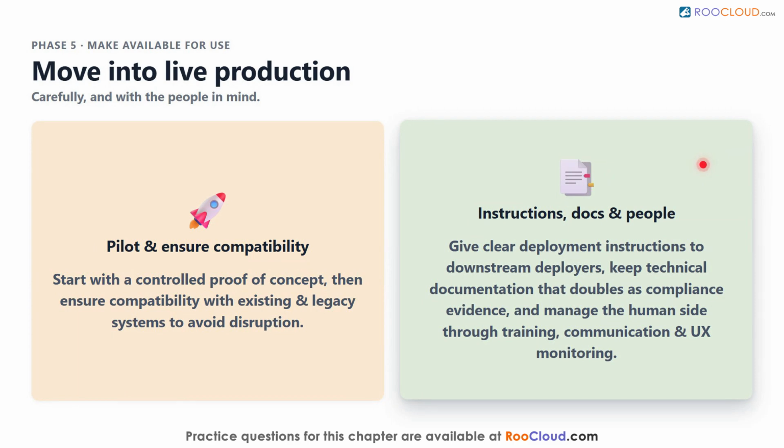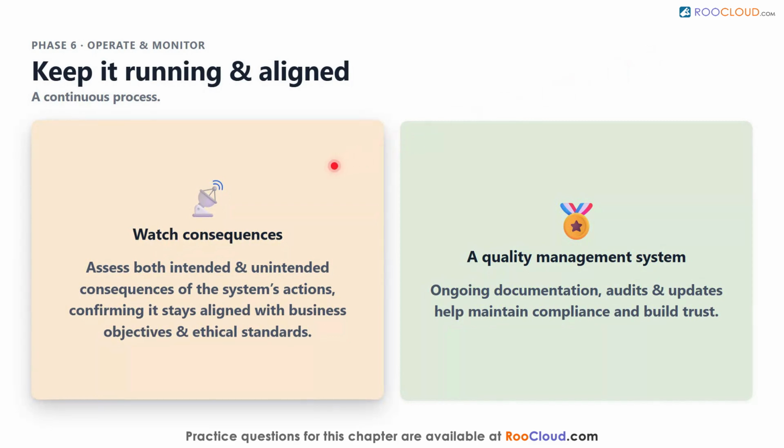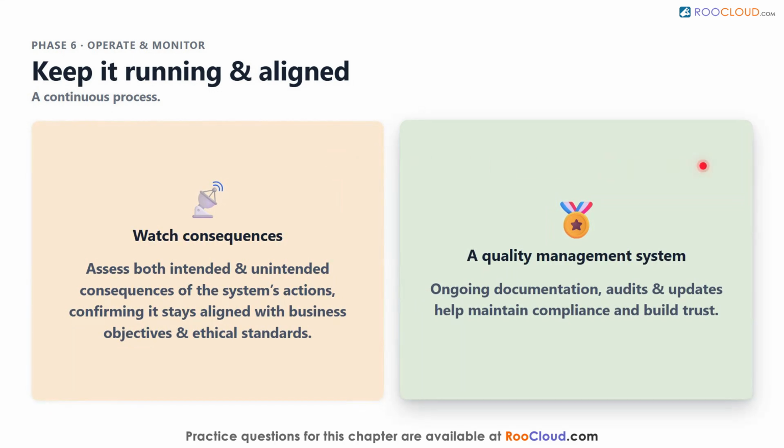The sixth phase is operate and monitor, a continuous process of keeping the solution running while systematically evaluating its performance and quality. You need mechanisms to assess both the intended and unintended consequences of the system's actions, confirming it stays aligned with business objectives and ethical standards. Establishing a quality management system with ongoing documentation, audits, and updates helps maintain compliance and build trust.